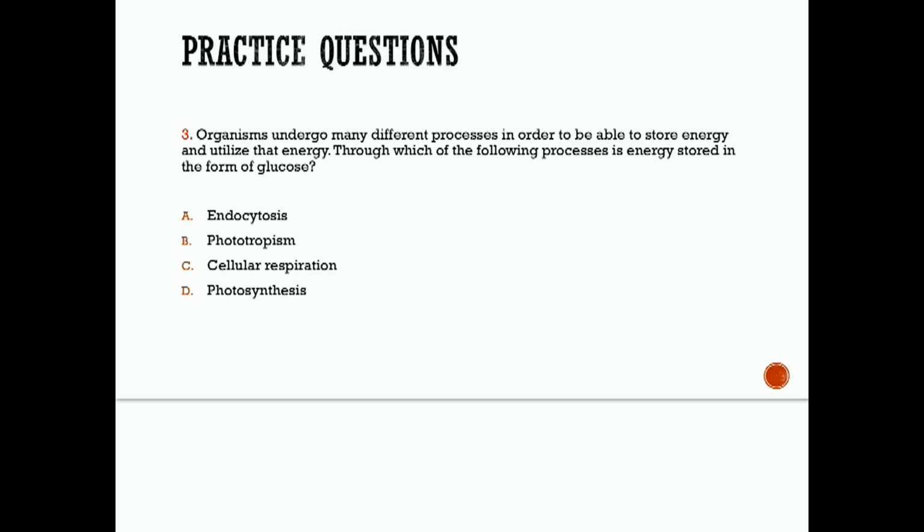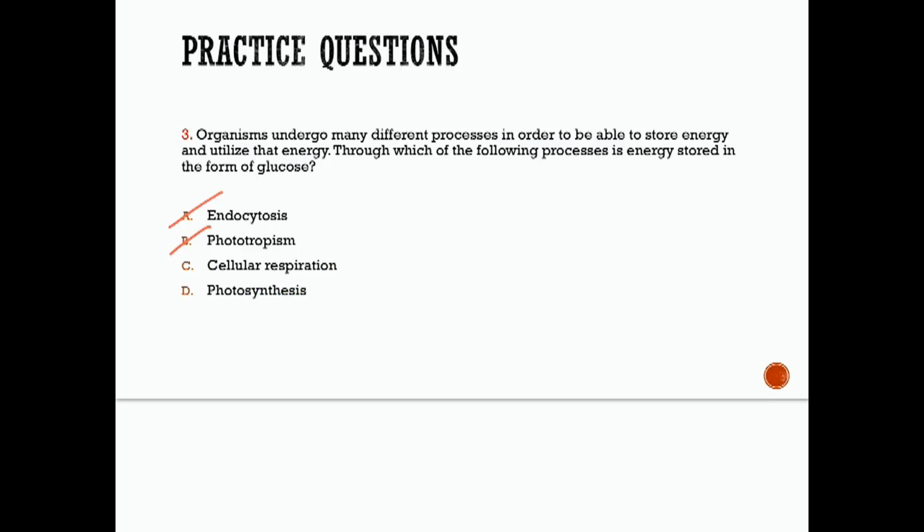Number 3, organisms undergo many different processes in order to be able to store energy and utilize that energy. Through which of the following processes is energy stored in the form of glucose? All right, we've got endocytosis, which is like engulfing materials into the cell. That does not make sense. We've got phototropism, which does not make sense. And we're back to cellular respiration or photosynthesis.